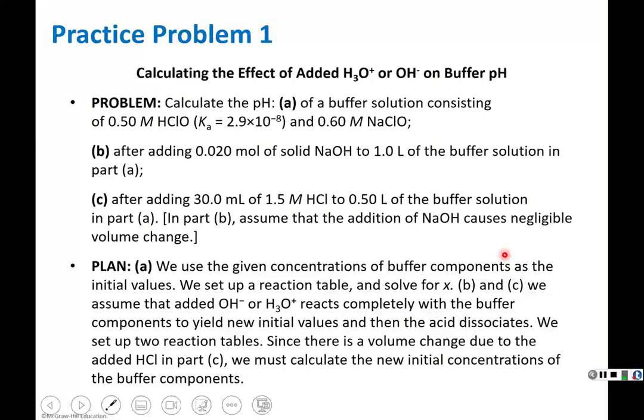Okay, let's try a practice problem with this. Calculate the effect of added H3O plus or OH minus on a buffer pH. Okay, so there's 3 parts to this. First, calculate the pH of a buffer solution consisting of 0.5 molar HClO, which has a Ka value given here, and 0.6 molar NaClO.